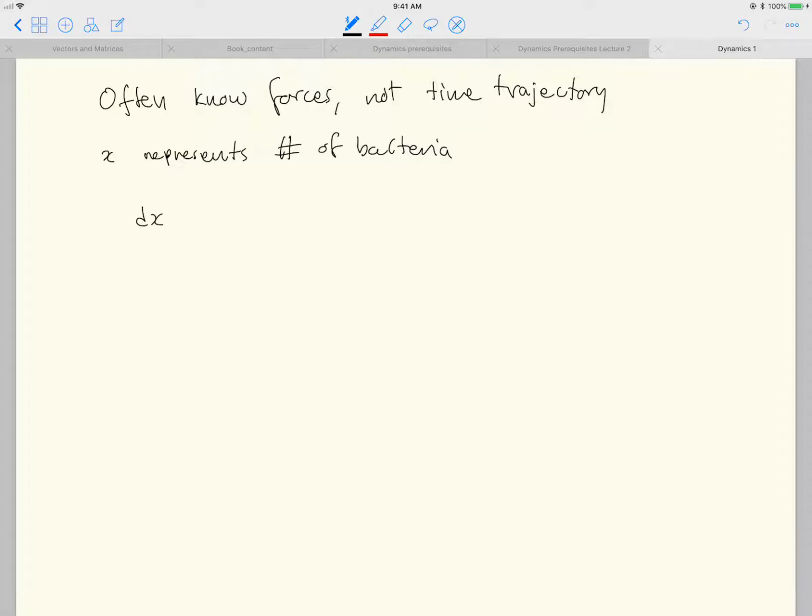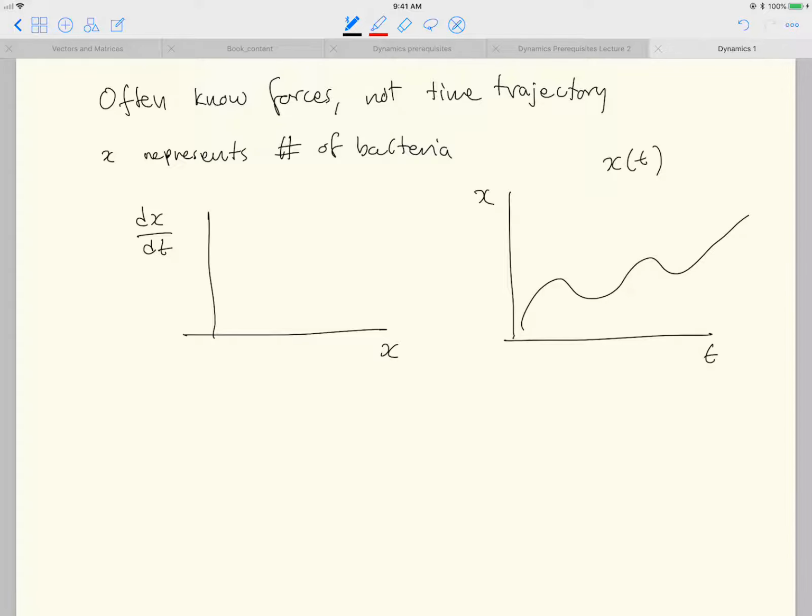What you're saying is that you know the rate of change of x as a function of the population size. So we're going to make plots like these where we're plotting dx by dt, the rate of change, on the y-axis, and x itself on the horizontal axis. But maybe what you'd really like to know is x of t itself. Maybe you'd like to be able to plot x as a function of t. So maybe we have the thing on the left, but what we want is the thing on the right.